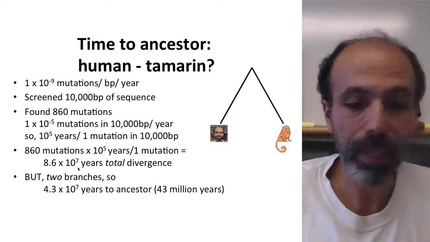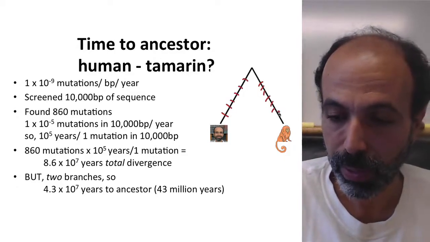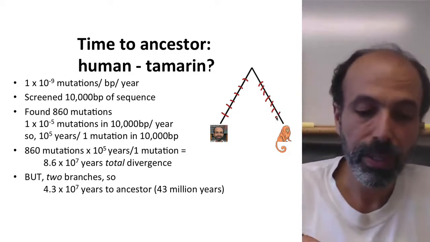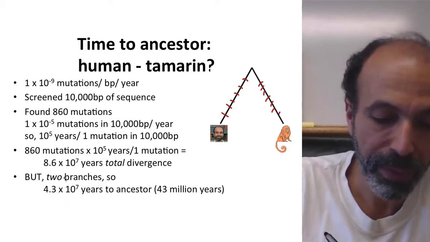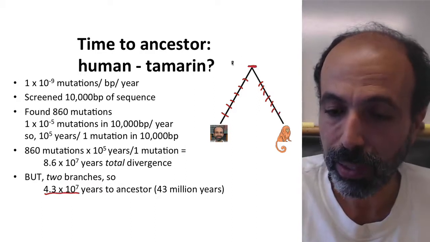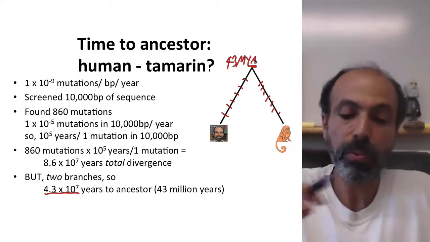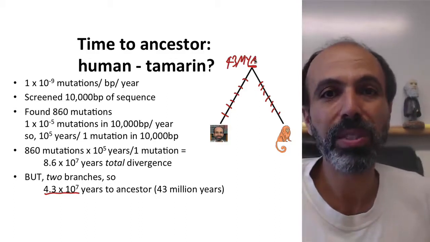million. Now again, this 86 million is reflecting what's happened in this branch and what's happened in this branch. So we divide by 2. So the time to our common ancestor would be half that, or 4.3 times 10 to the 7th, or 43 million years ago. 43 million years ago is when we may have shared a common ancestor with humans and tamarin.